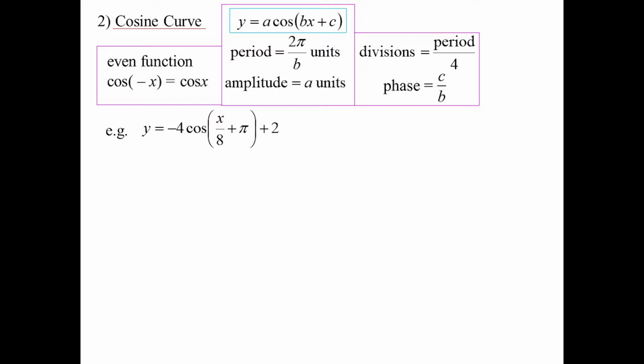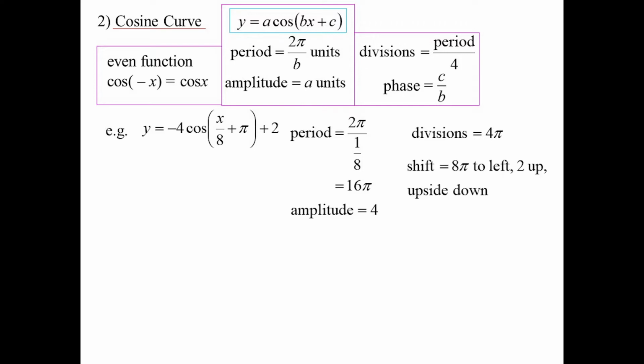So let's do minus 4 cos x on 8 plus pi plus 2. Let's go crazy. Okay. Work out the period. So it'll be 2 pi divided by an eighth, 16 pi. Amplitude. Amplitude's always a positive number. So I suppose my formula before where I said it's A, it's probably more correct to say it's the absolute value of A. So 4 is the amplitude. I'll mark off my divisions every 4 pi.